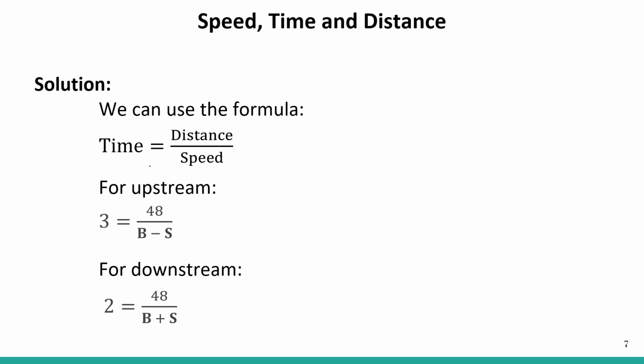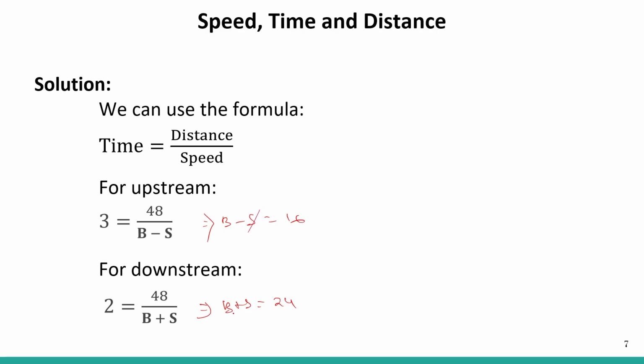Okay, so time is equal to distance by speed. So this implies that 3 is equal to 48 by B minus S. So B minus S is equal to what? So B minus S is equal to 16. And here, for downstream, what will happen? 2 is equal to 48 by B plus S. So this implies that B plus S is equal to 48 by 2 is equal to 24.